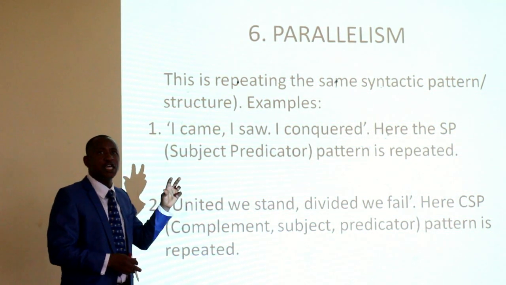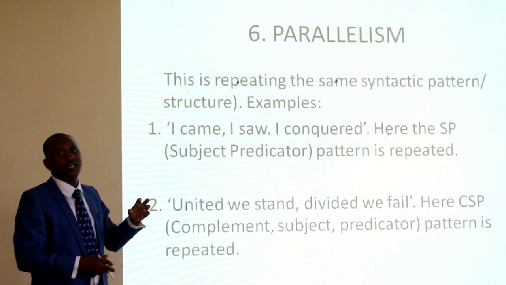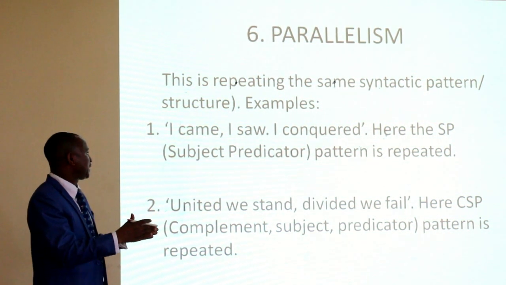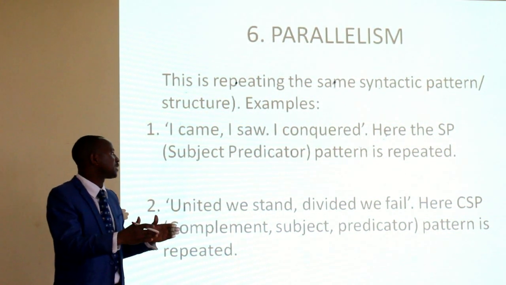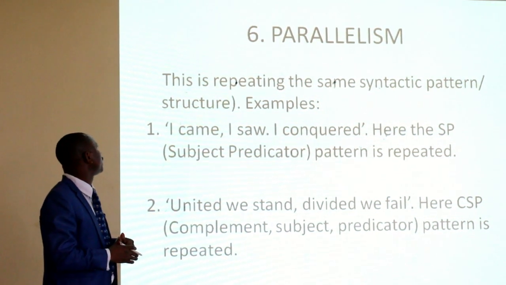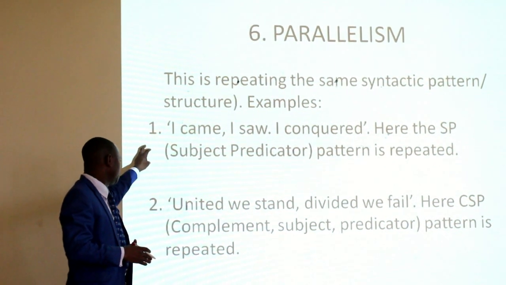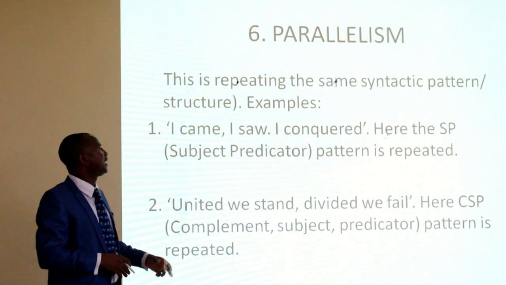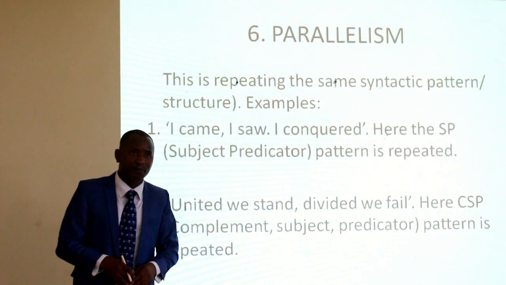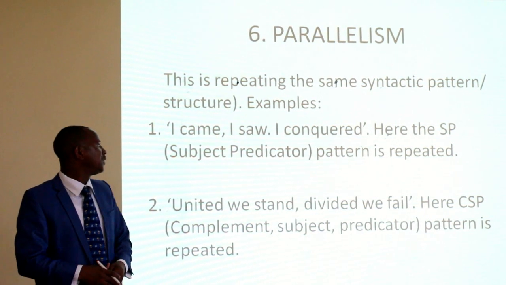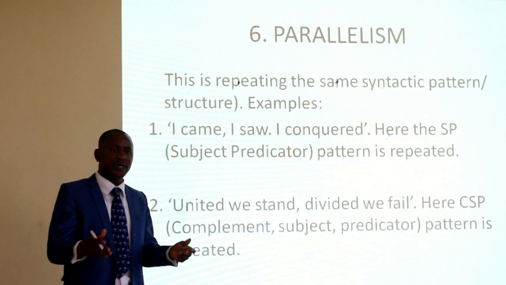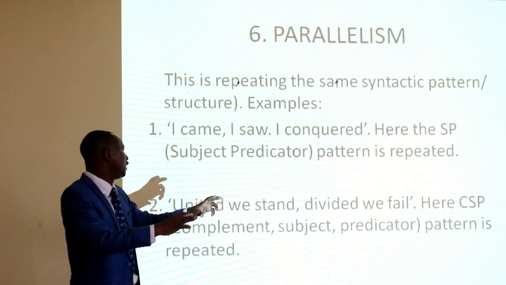So you can see the three sentences. They appear in the same pattern. That is, the subject-predicator pattern is repeated. And that's what the concept of parallelism refers to. Literary artists are very good at the use of parallelism. You can see poems written in this form. You can see novelists and playwrights using parallelism in most of their work.